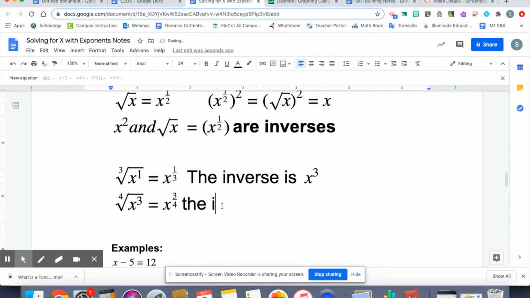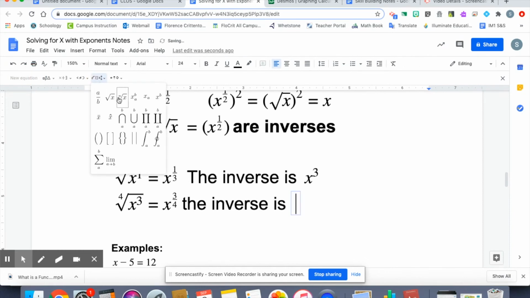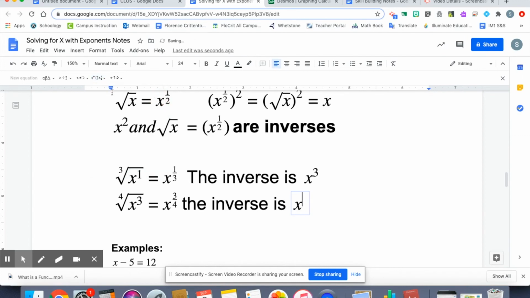So for this one, the inverse is, we'd have to basically take that 3/4, and then you just take the reciprocal of the fraction. So it would be to the 4/3. It just flips it. Just like here, 1/3 flipped is 3/1, but 3/1 is just 3. So the inverse is always the reciprocal of whatever the exponent is, except often we use roots instead of fraction exponents. So you just have to be able to go back and forth between them and understand what they mean.